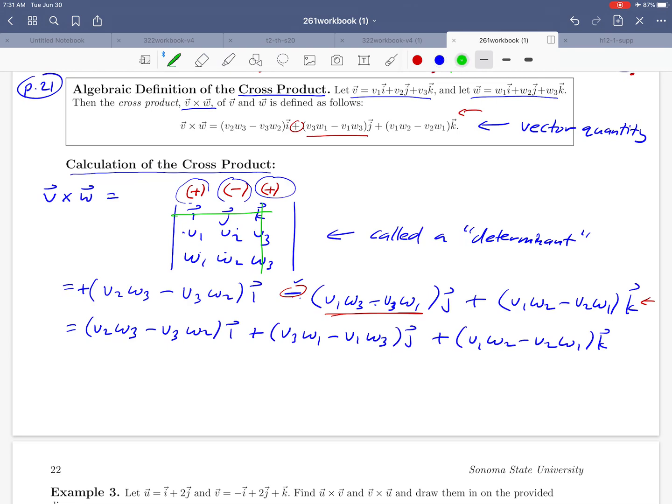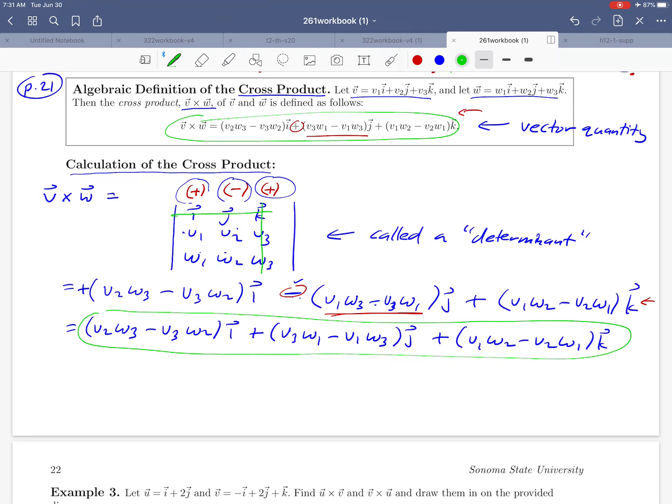Okay, so if you compare this formula and this formula, they are exactly the same now. You can look through all of those terms and just confirm for yourself that we got the same thing. So this determinant method, if you follow this process, it will naturally lead you to this cross product formula.